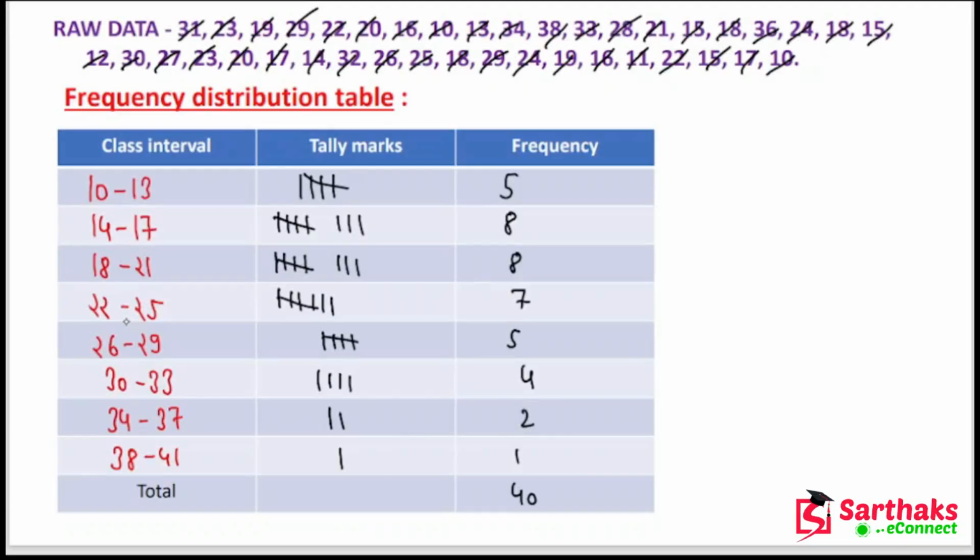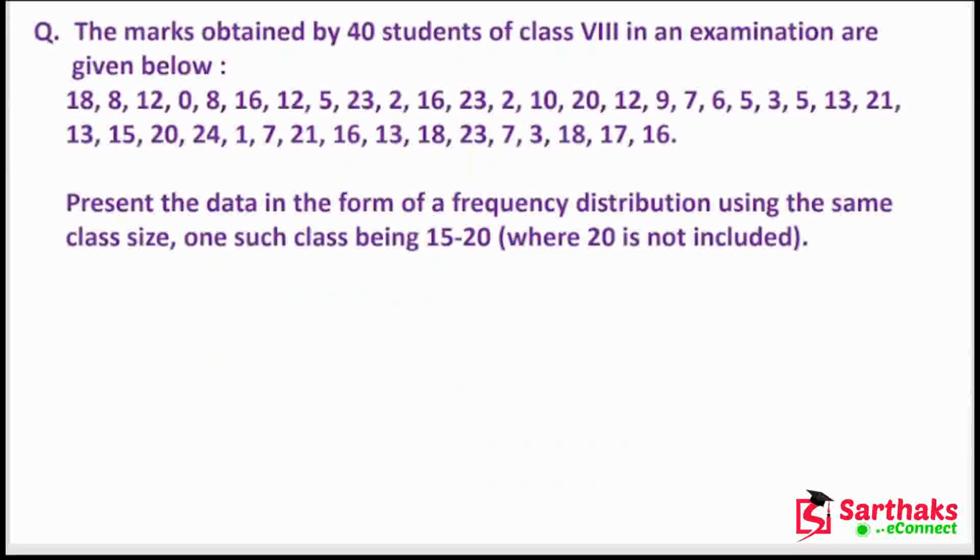Okay, let us take one more question so as to again finalize the method, right? Now in this question the data are clearly mentioned that they are marks, okay, and these are of 40 students. So marks obtained by the 40 students of class 8 in an examination are given below. So these are the marks. It says that present the data in the form of frequency distribution using the same class size. Okay, one such class being 15 to 20, where 20 is not included.